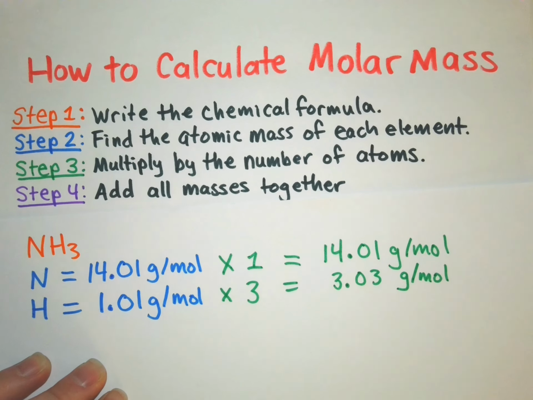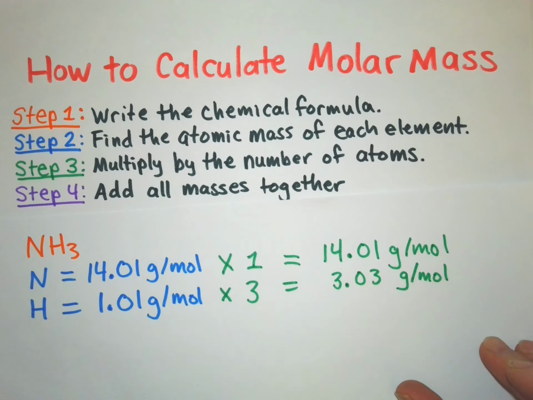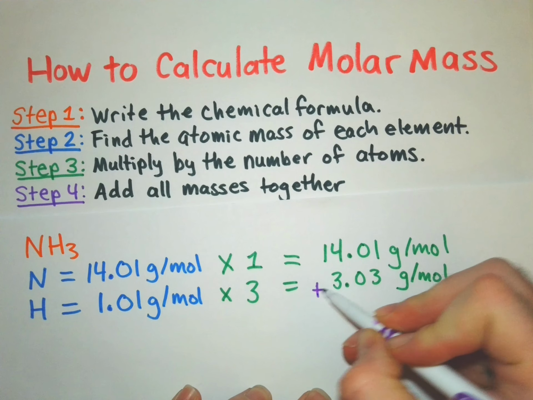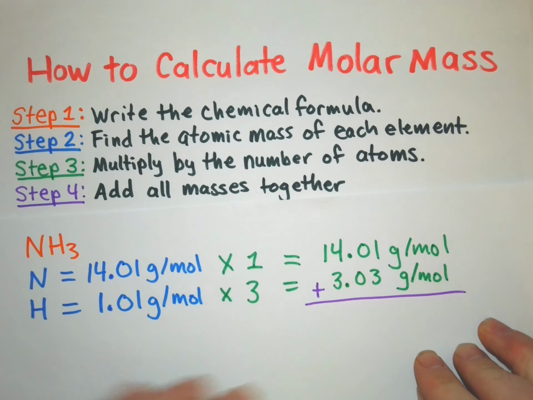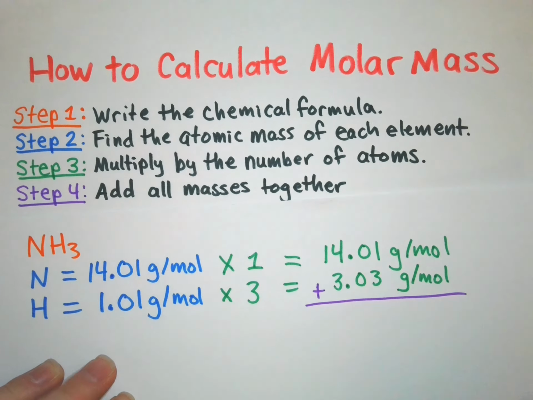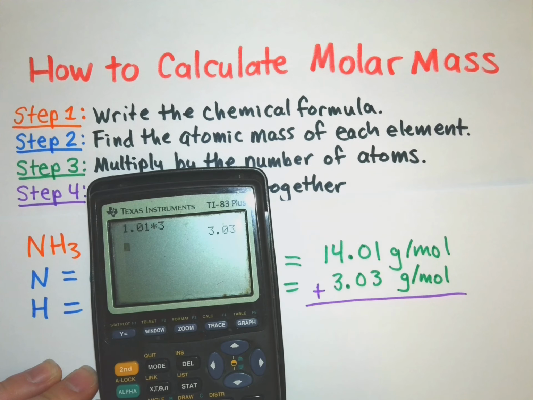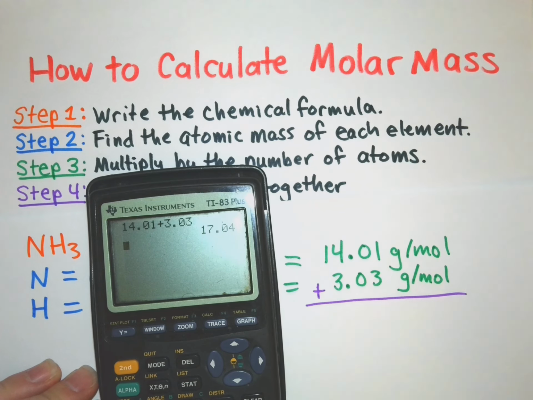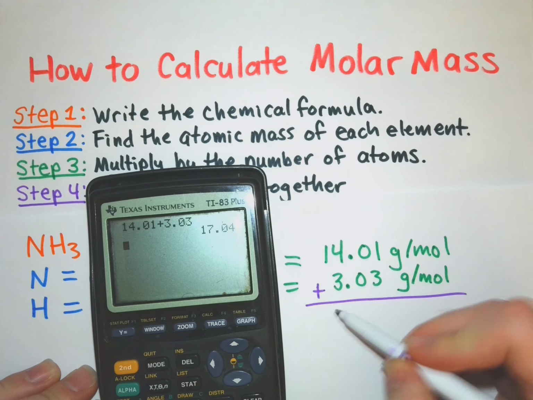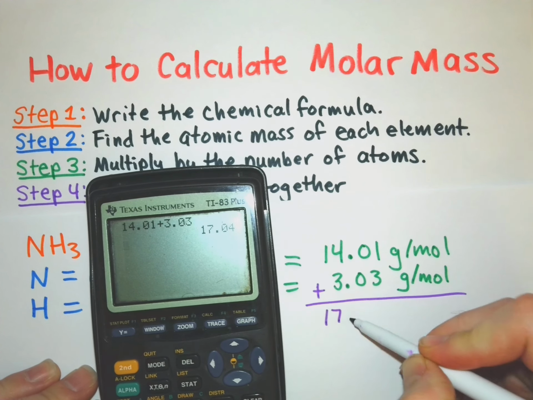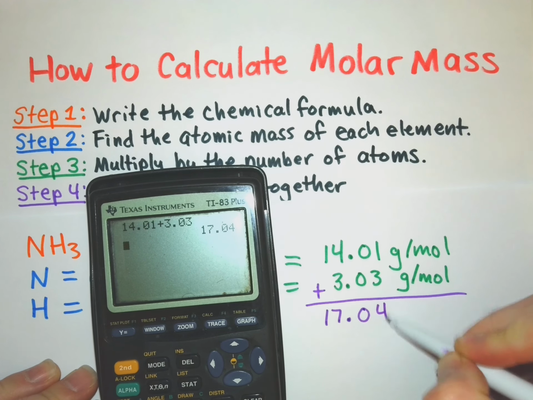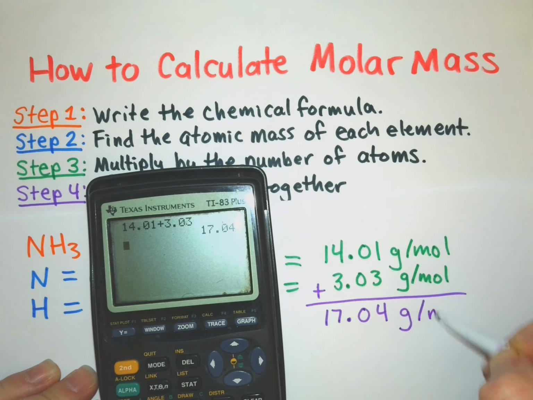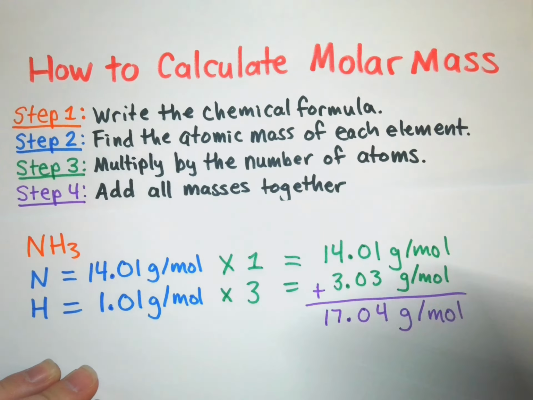Well, the next and final step is going to be to add all the masses together. All right, so I'm just going to add these numbers together, and it may be easy in this case, but I like to get in the habit of always using a calculator. Don't want to be in a rush, don't want to make little mistakes. All right, so when we add these two together, we have 17.04 grams per mole for our final answer.